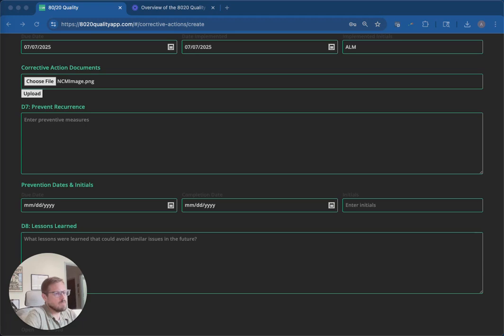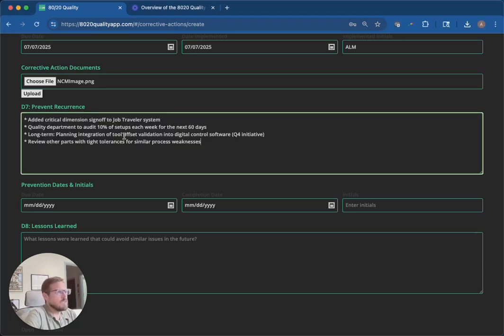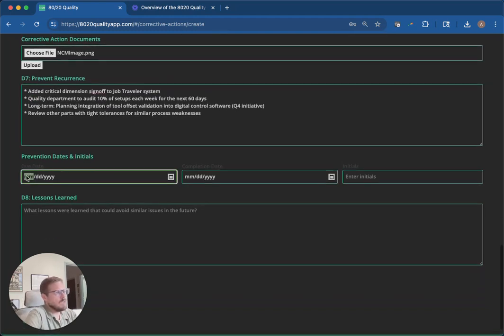Finally, how do we prevent reoccurrence? So actually, there we go. We can say we're going to have a new critical dimension sign off, quality department, to audit 10% of those setups. So we're able to build in that long-term planning. Have we implemented that? Yes, we can say also we did that today. Once again, we enter our initials to close that out, so we can work through this with each section.